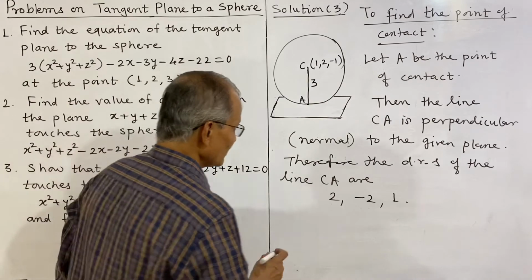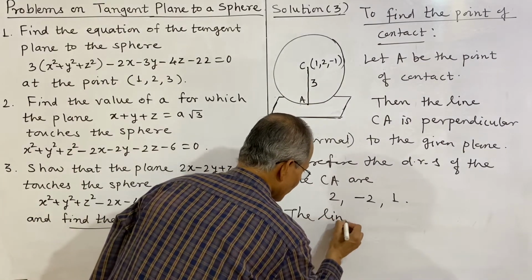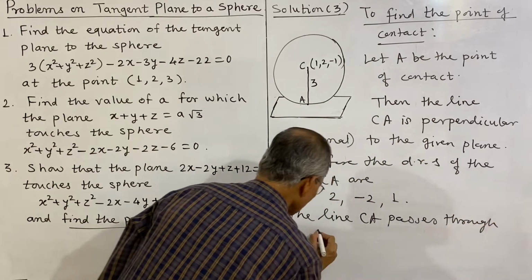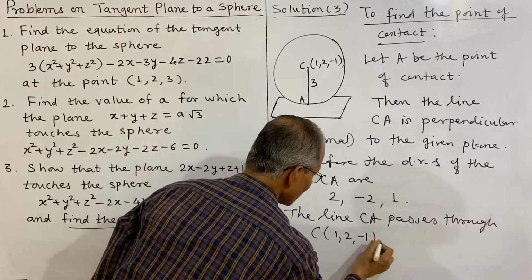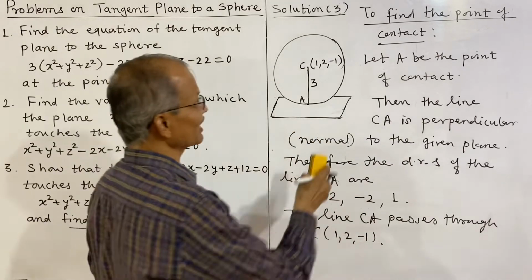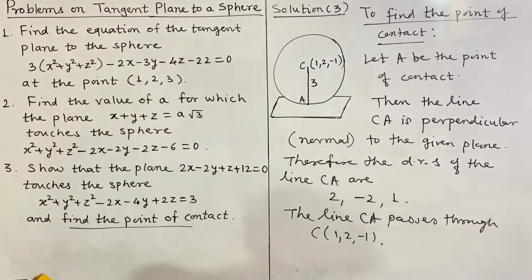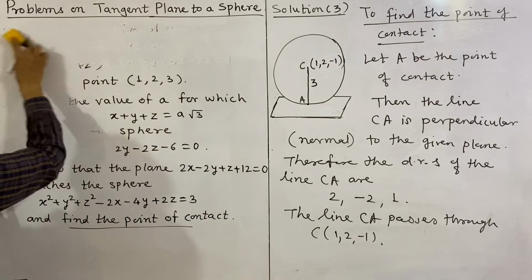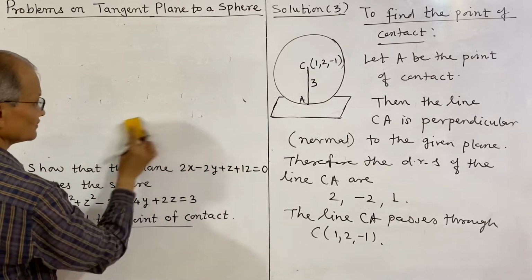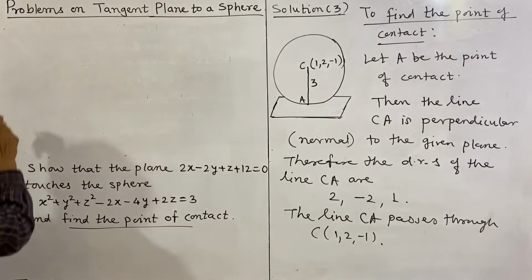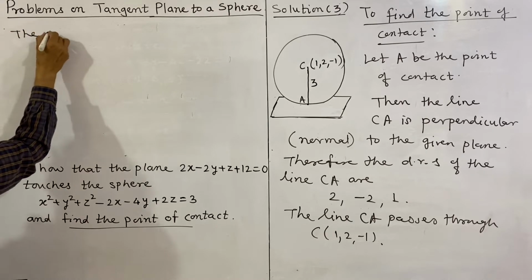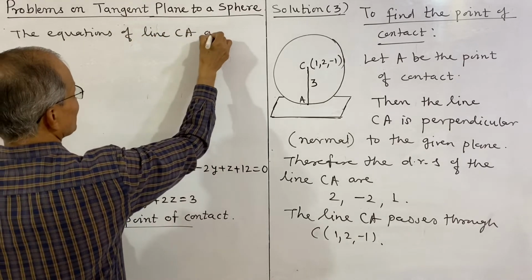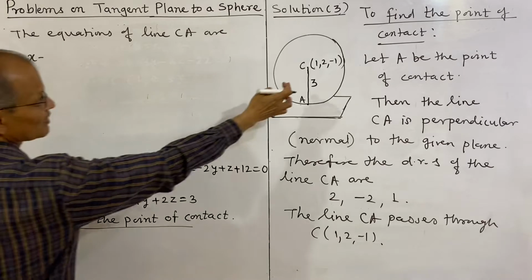Line CA passes through C. The point is 1, 2, -1, and therefore we can now write the equations of line CA. Therefore the equations of line CA are, in symmetric form, x minus the x coordinate of C. So we have solved the first two problems.